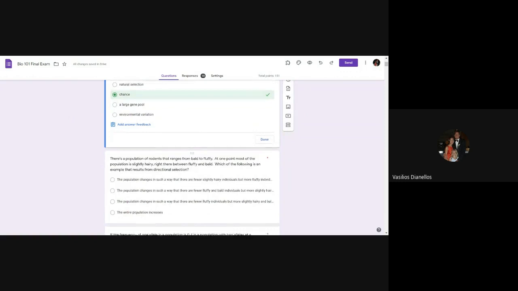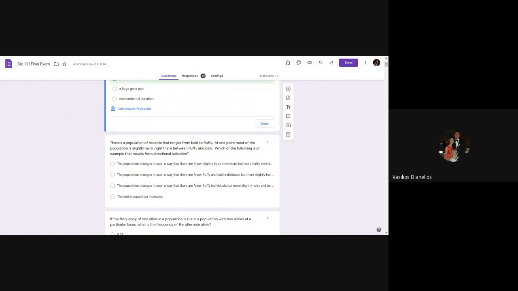Anyway, next question. There's a population of rodents that ranges from bald to fluffy. So try to picture that in your brain, right? Try to imagine an x-axis that shows these different rodents. On one extreme, you have very bald. On the other extreme, you have very fluffy. All right, so that's what we're dealing with.